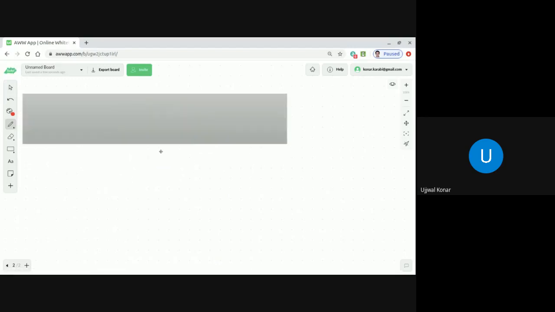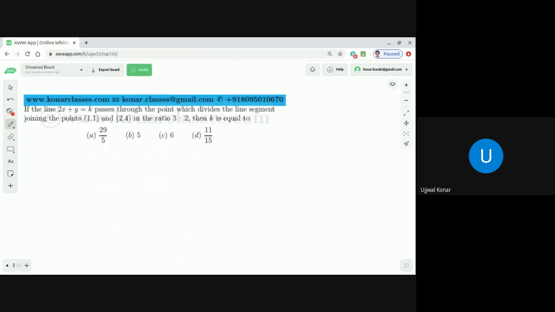So, dear students, here is the second question. It says that if the line 2x plus y is equal to k passes through the point which divides the line segment joining the points (1, 1) and (2, 4) in the ratio 3:2, then k is equal to what?